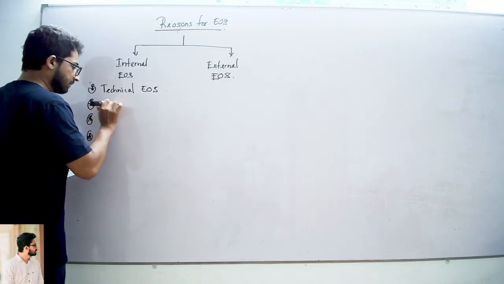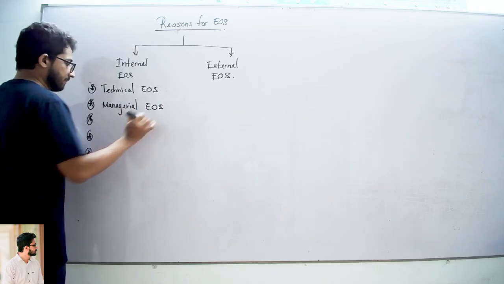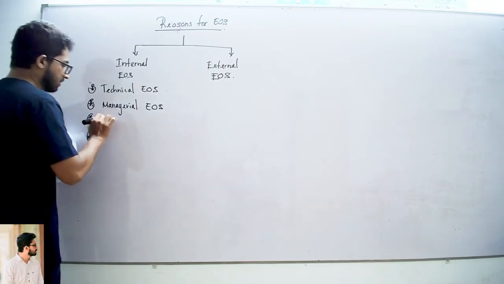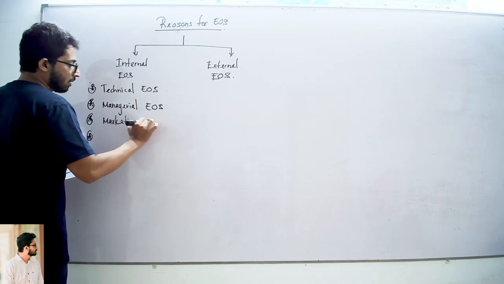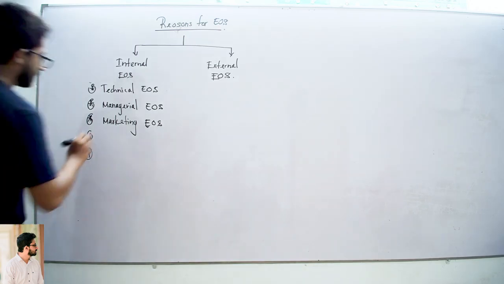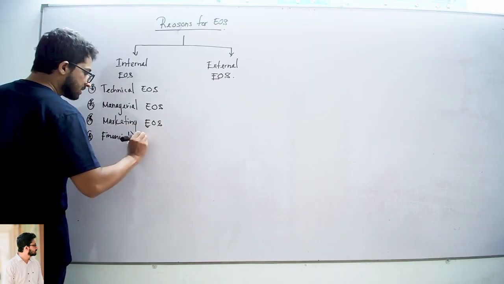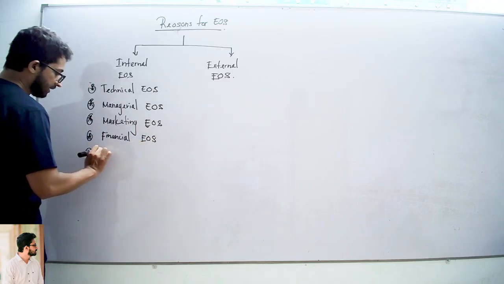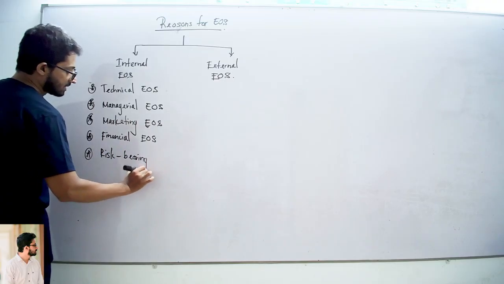Second one, managerial economies of scale, managerial EOS. Next one, marketing economies of scale, marketing EOS. Next one, financial economies of scale, financial EOS. And the last one, risk bearing economies of scale, risk bearing EOS.